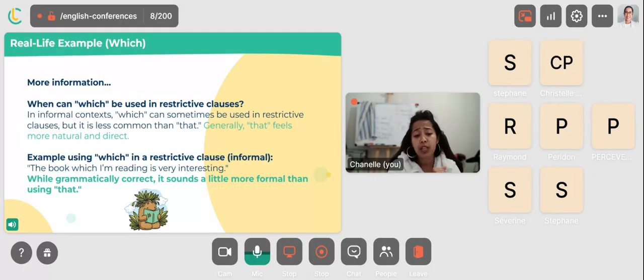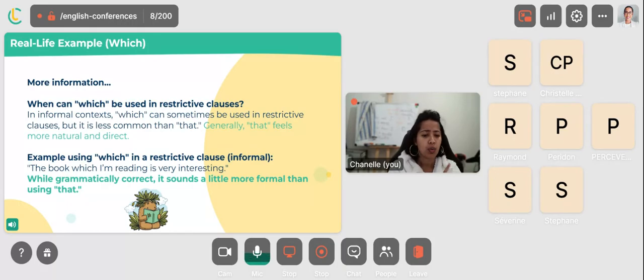When can which be used in restrictive clauses? In informal contexts. Which can sometimes be used in restrictive clauses, but it is less common than that. Generally, that feels more natural and direct. An example using which in a restrictive clause, which is informal.